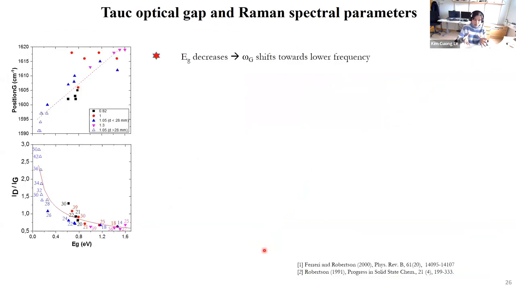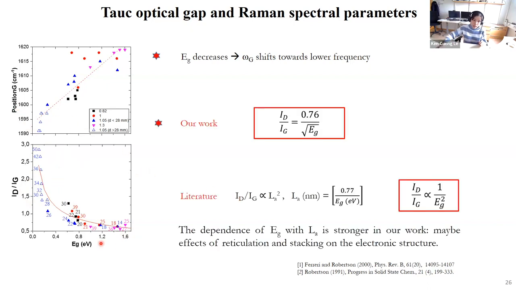Now we combine the optical band gap with the information from Raman spectra. We see that the optical band gap decreases when we increase the height above the burner and increase the intensity ratio ID/IG in the Raman spectra of Soot. Also, when the optical band gap decreases, we see the peak shift toward lower frequency. From our data, we can fit and see the relation between the intensity ratio ID/IG and the optical band gap. If we compare with what we see in the literature, they are not the same. It is clear that in our case the dependence of optical band gap on ID/IG is stronger, and we think it may be the effect of recirculation and stacking on the electronic structure in our sample.